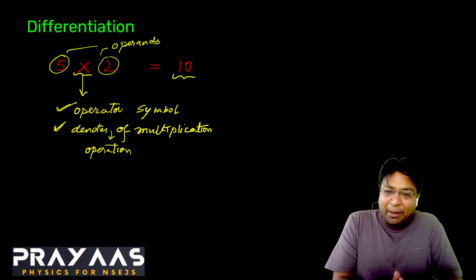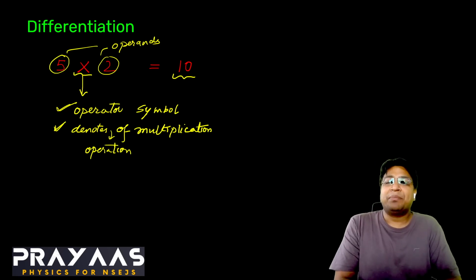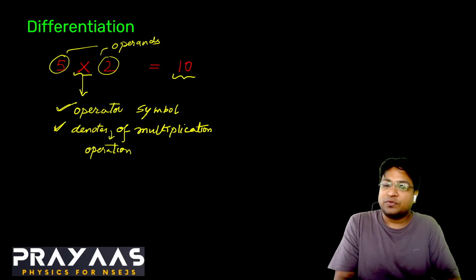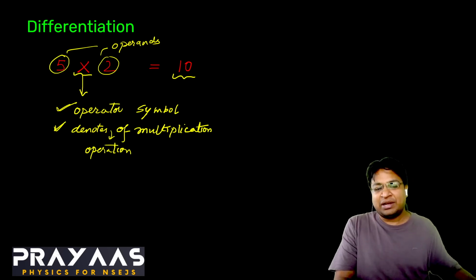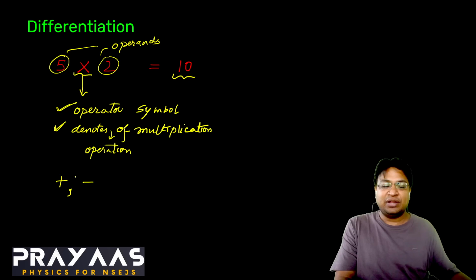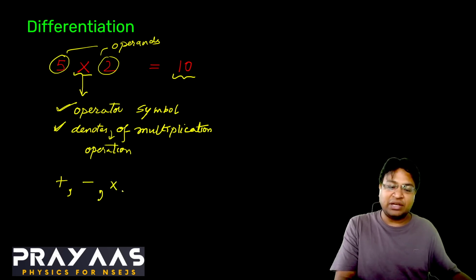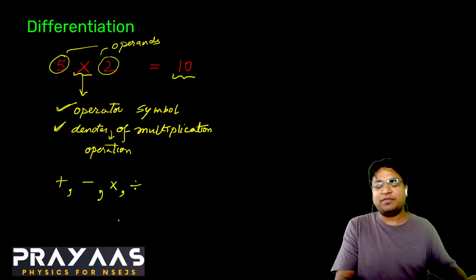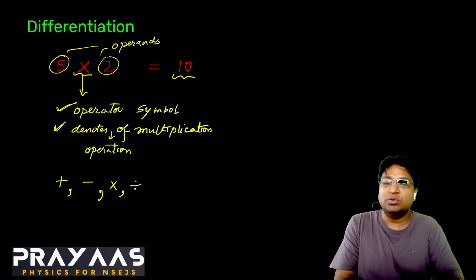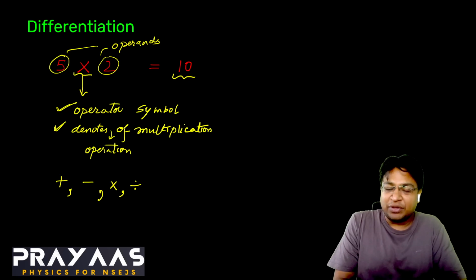Up until now in mathematics, primarily there are four operations that you have learned, and those four operations are addition, which has its own operator symbol, subtraction, which also has its own symbol, multiplication, and division. Each of these operations requires two inputs or two operands, and when you get those two operands, you are able to calculate an answer. This is what you have learned until now.